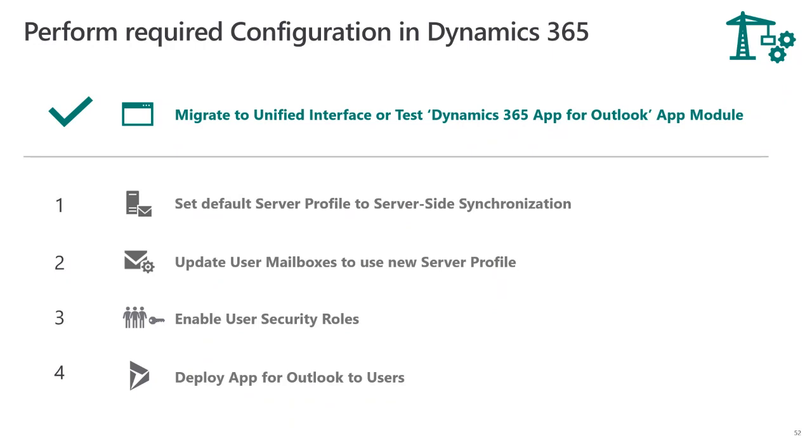And then you need to set the default server profile to server-side synchronization, update the user mailboxes to use the new server profile, enable user security roles to make sure they have access to the app for Outlook, and deploy the app for Outlook to users.